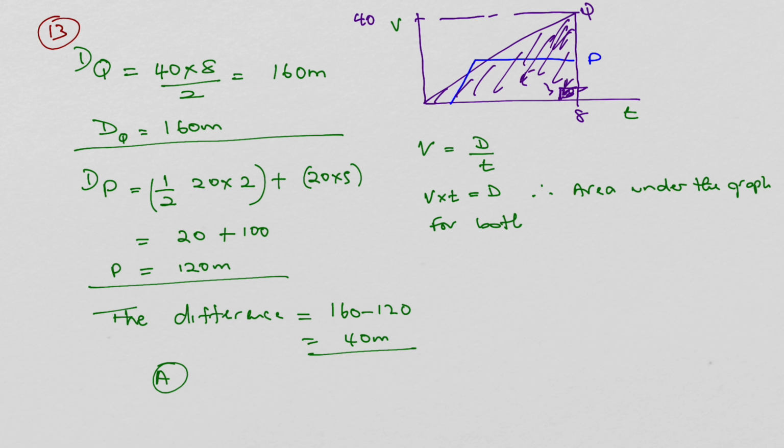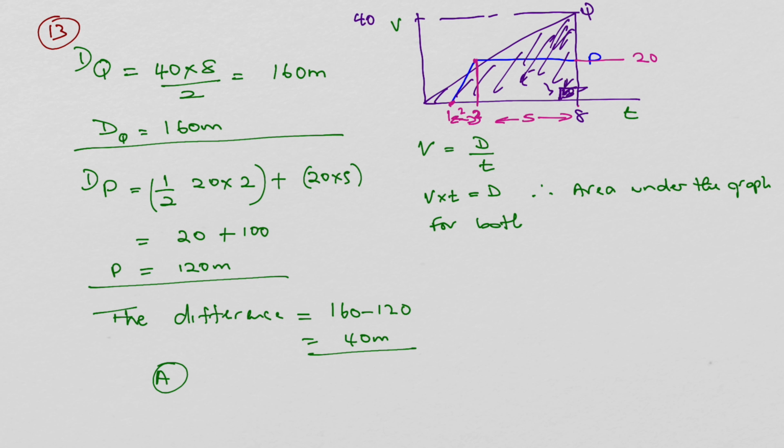And for P, we need to add the two distances. For P, we're going to calculate from 1 to 3, so that difference is 2. And then we have 3 to 8, so that distance is 5. And that distance is 2. And the height here for that one is 20.